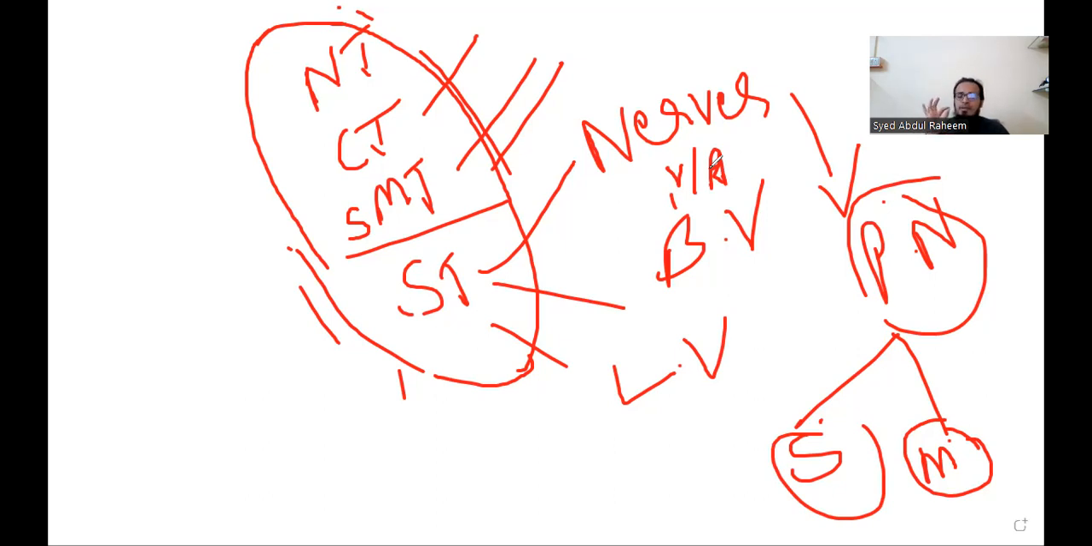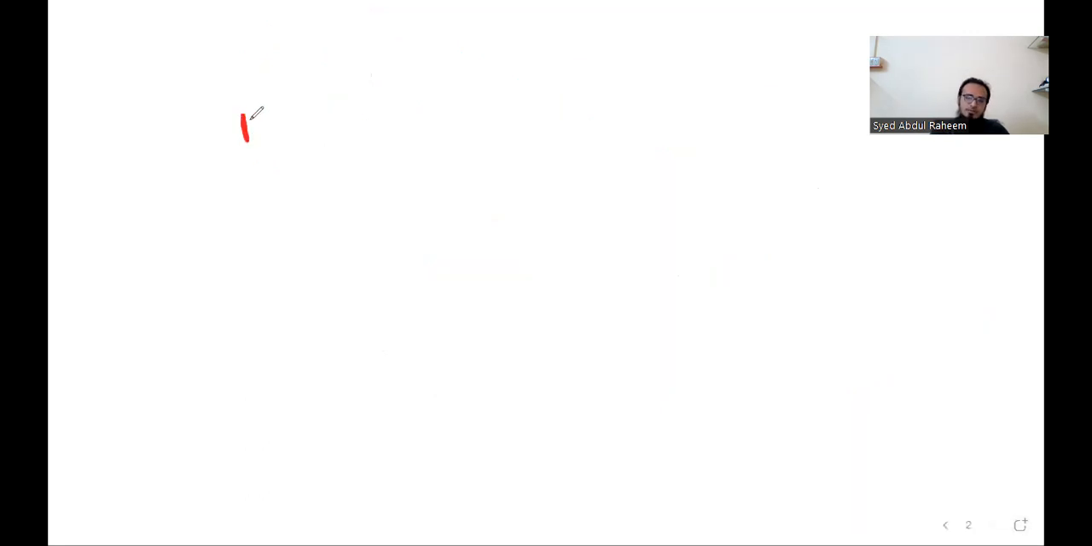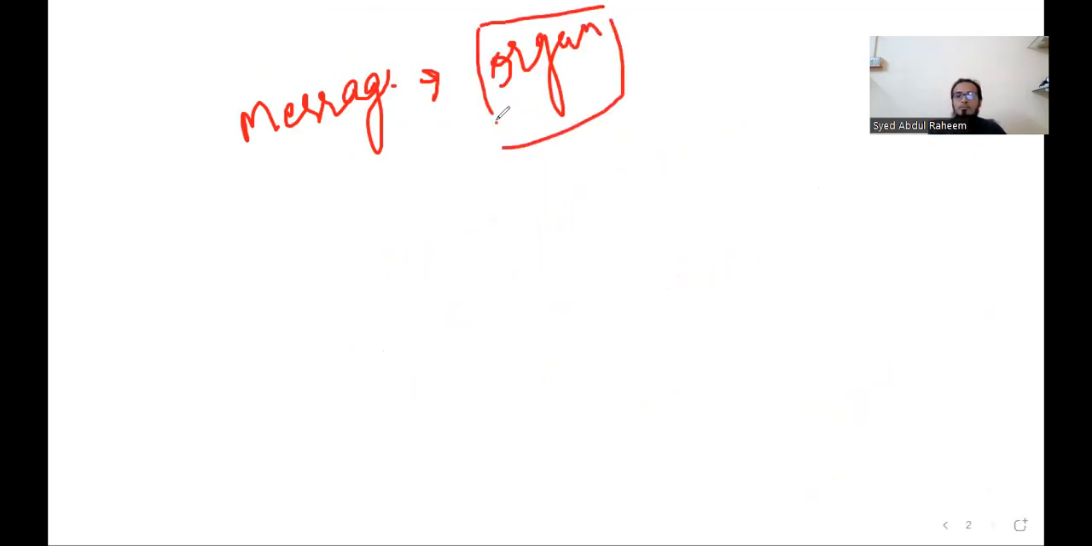If any disturbance occurs in these three things, you get a message from the organ. The organ cannot talk orally, so it gives a sensory message. What does the organ give? A sensory message.